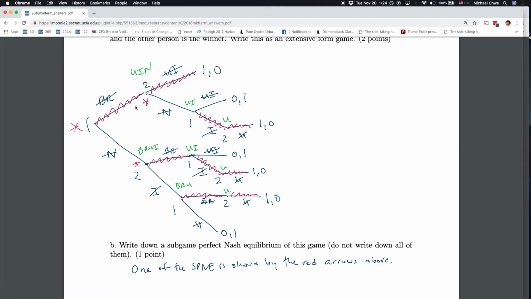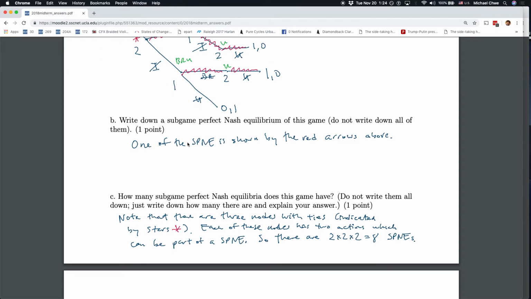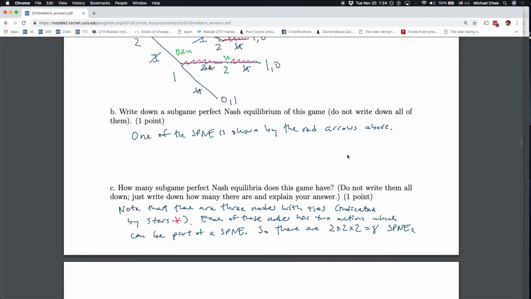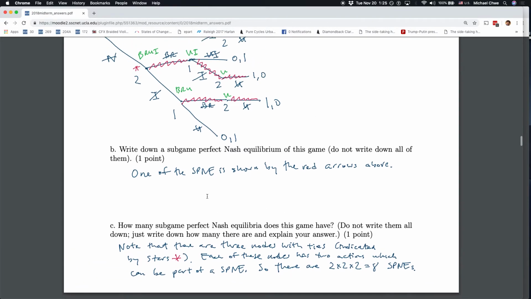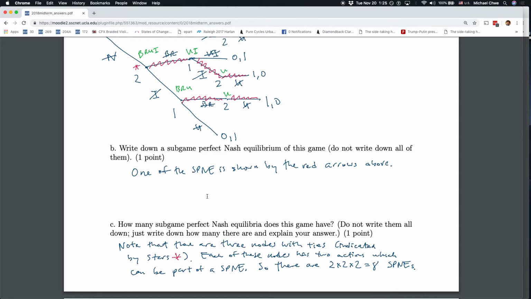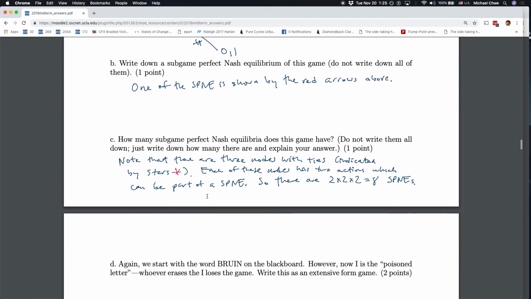Could the test have just been written like one of the SPNEs is shown above? Yeah, of course. You could have just written it like this. But then I just wrote an arrow. Yeah, this is fine, except that one of the SPNEs is written by red arrows above. But I actually asked you how many SPNEs there are. What if I drew all of them, not only one? Yeah, that'll probably be okay. I'll have to see them.